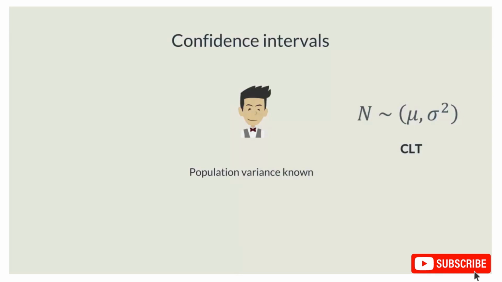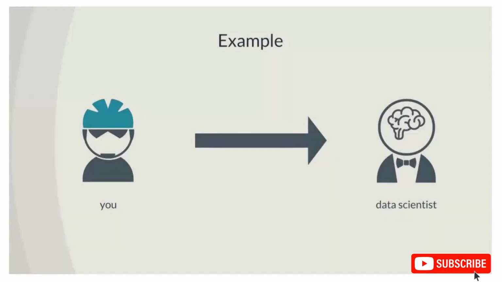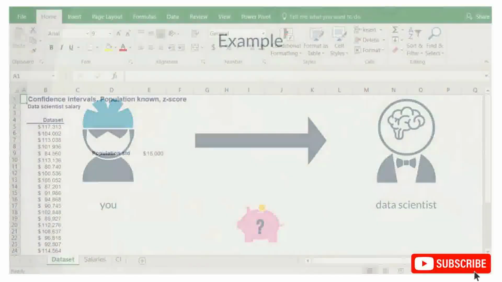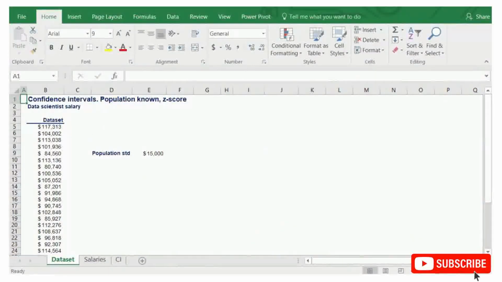Alright, let's say you want to become a data scientist and you are interested in the salary you are going to get. You are also aware that the population standard deviation of data science salaries is equal to $15,000. Furthermore, you know the salaries are normally distributed and your sample consists of 30 salaries. The formula for the confidence interval with a known variance is given below.